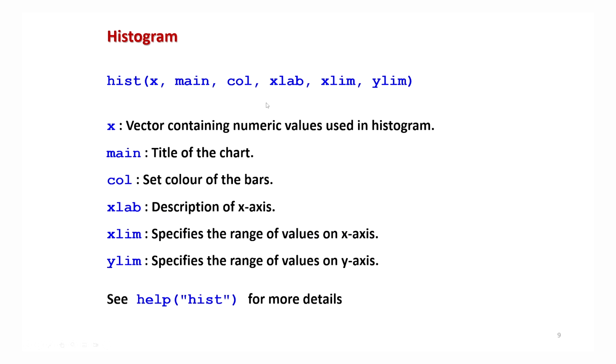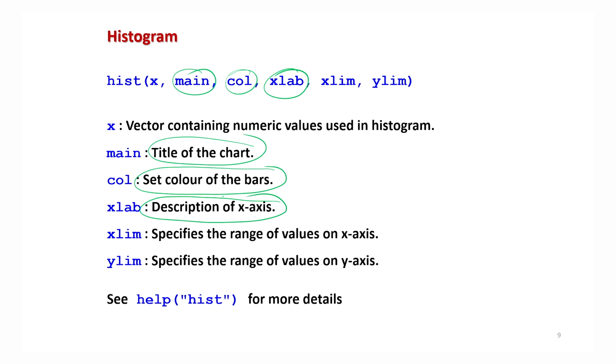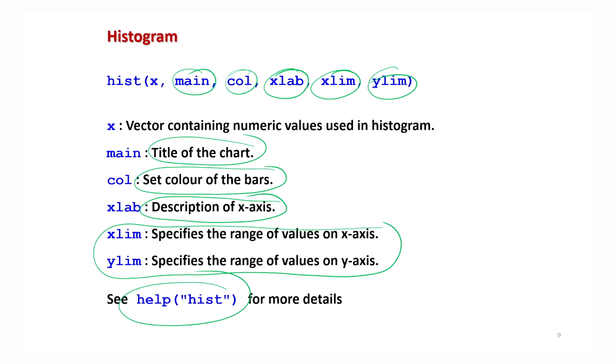And if you want to make it more informative, my suggestion is that please look into the help menu. You will get many options there, so that you can control different parameters of the histogram. Some of them are main, which is for the title of the chart, col for the color of the bars, xlab for the description on the X axis, and xlim and ylim, which specify the range of values on the X and Y axes respectively. But I suggest you look into the help and try to understand the different parameters, and try to make these graphics more informative, right.